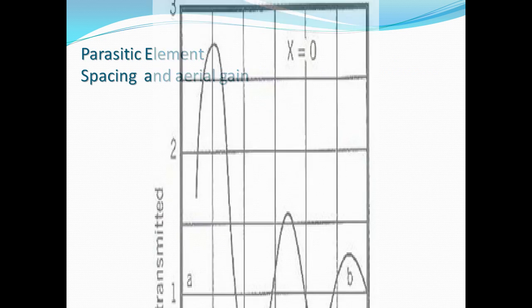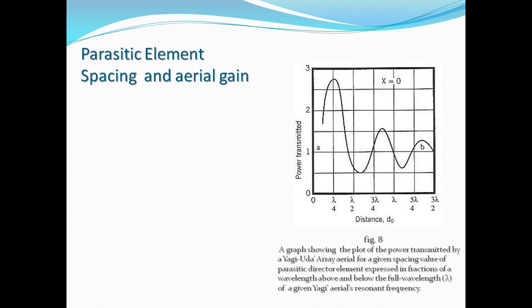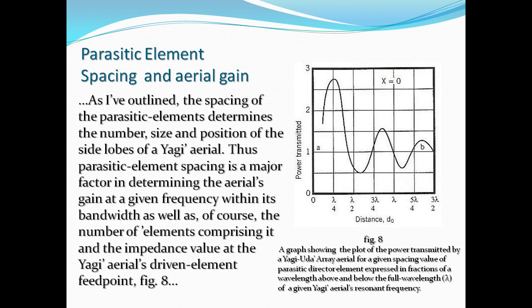Parasitic element spacing and aerial gain. As I've outlined, the spacing of the parasitic elements determines the number, size and position of the side lobes of a Yagi aerial. Thus, parasitic element spacing is a major factor in determining the aerial's gain at a given frequency within its bandwidth, as well as, of course, the number of elements comprising it and the impedance value at the Yagi aerial's driven element feed point. Figure 8 shows a graph showing the plot of the power transmitted by a Yagi-Uda array aerial for a given spacing value of parasitic director element expressed in fractions of a wavelength above and below the full wavelength of a given aerial's resonant frequency.